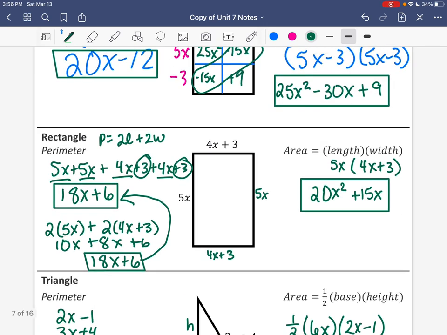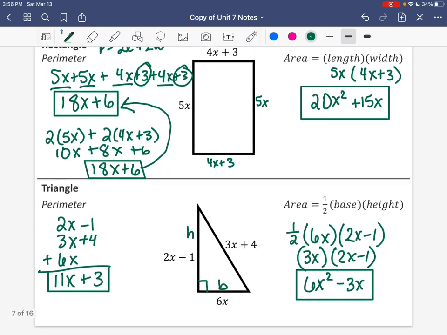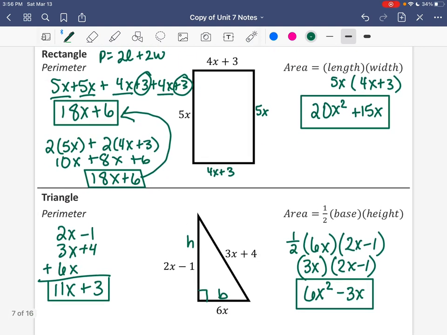And I just realized I did almost all of this in green. How boring is that? All right, there you go.